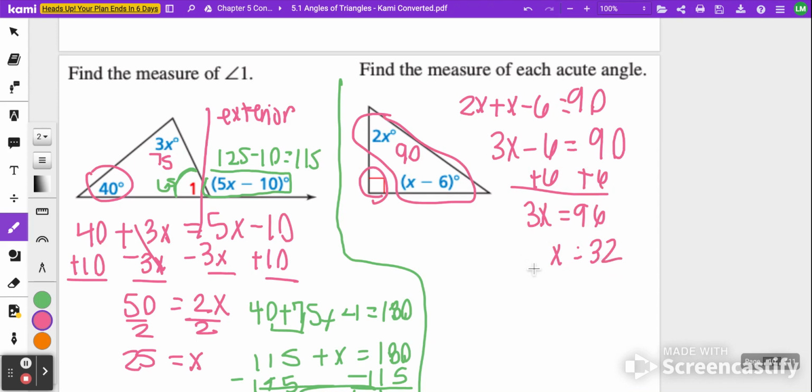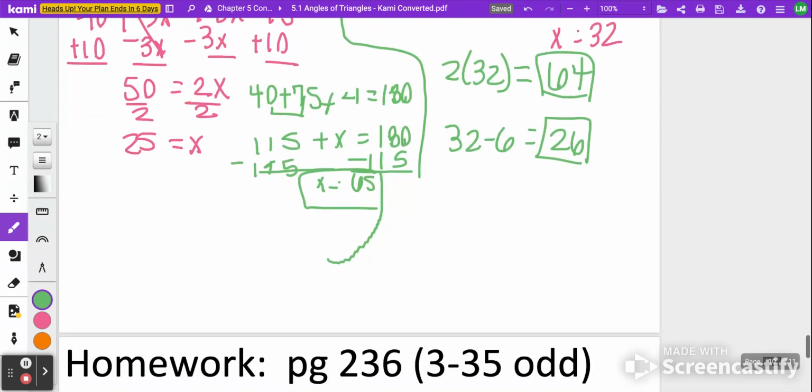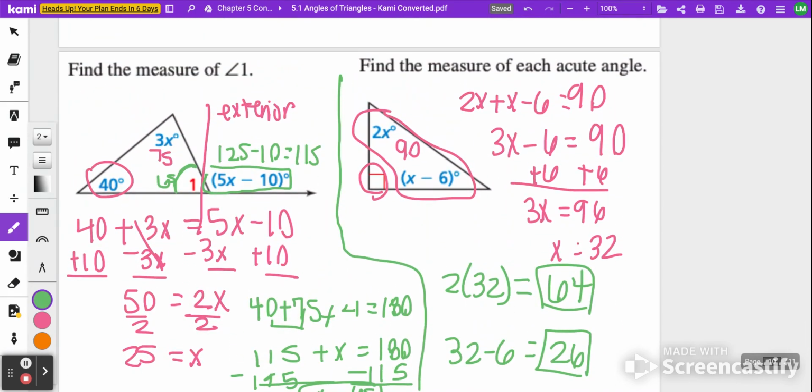To find the measurement of each angle, I'm just going to plug that right back in where I have my x's. 2 times 32 will give me the measurement of one angle, and 32 minus 6 will give me the measurement of the other. 2 times 32 is 64, and 32 minus 6 is 26. Just to prove your theorem, you can take 64 plus 26 plus 90, and it does equal 180. That is going to conclude our notes today on 5.1 angles of triangles.